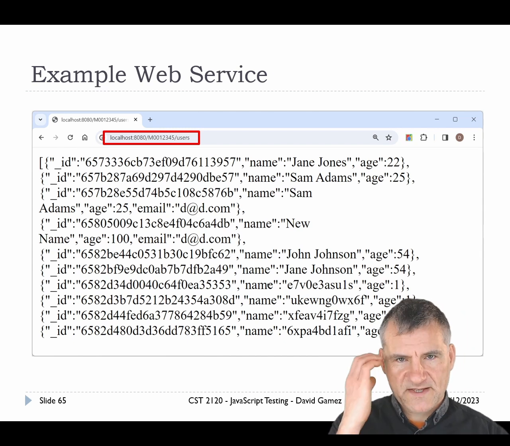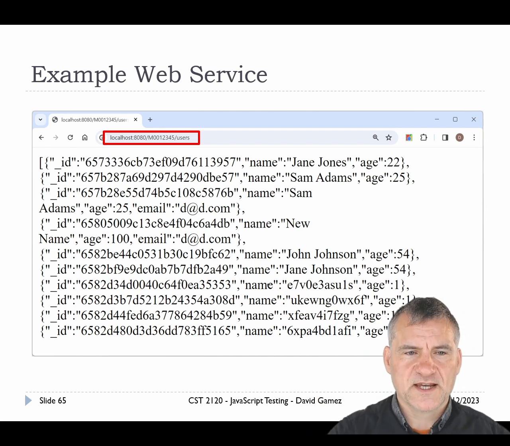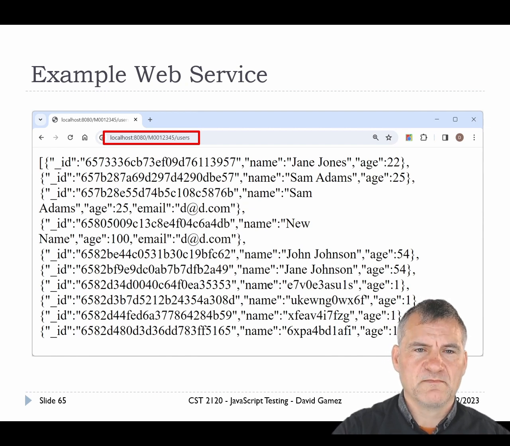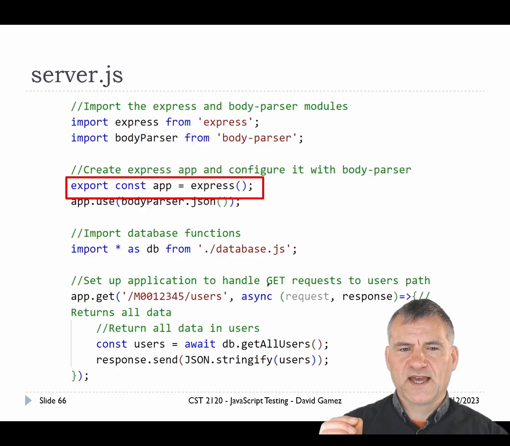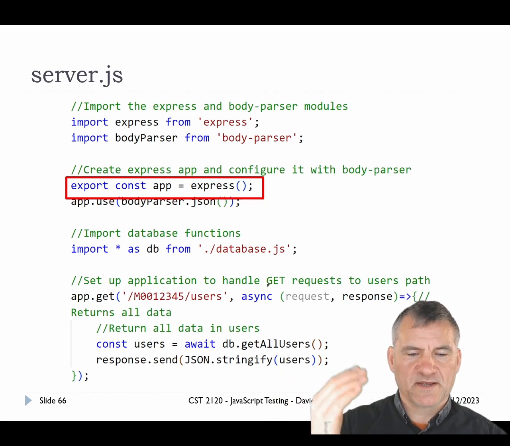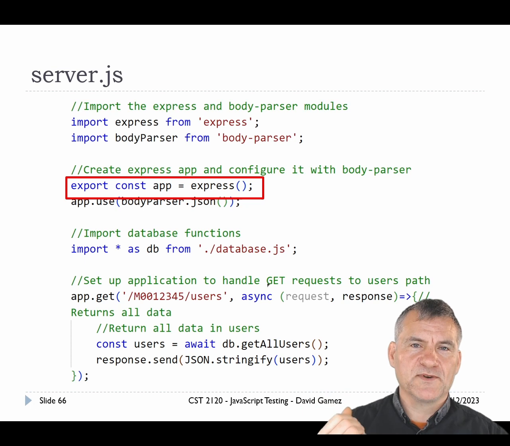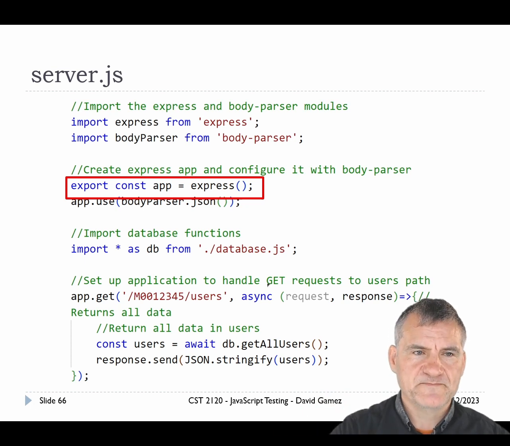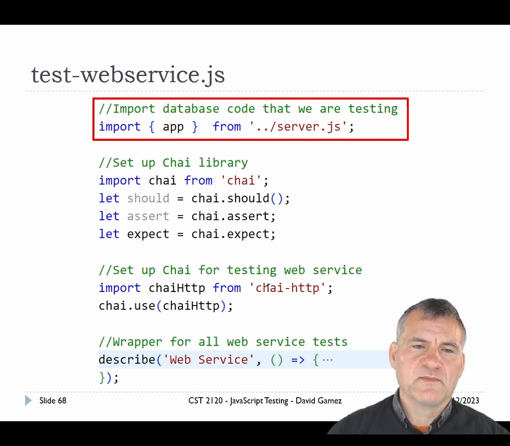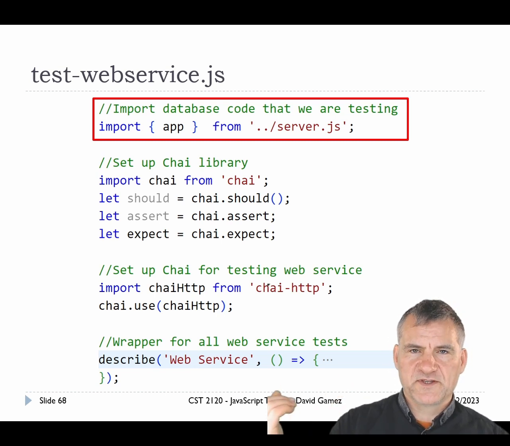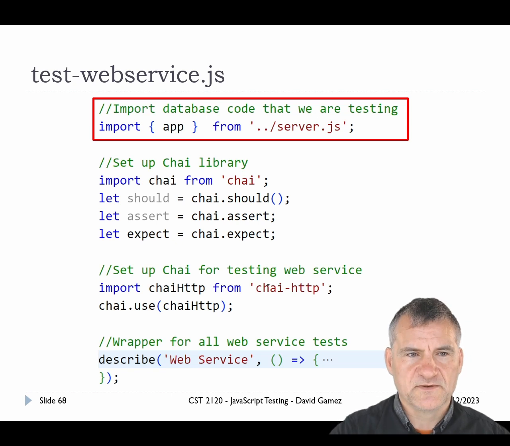So here's my web service, very similar to the one I demonstrated in earlier lectures. That's the path, and that's the kind of data that should be returned by the web service when we go to /users. In my server.js, instead of just doing constant app equals express, I want to export that app. I'm still using it in the same way, but I'm exporting it so I can import it into my test. Then I need to configure package.json again, and then we import the app from the server.js into my test, in this case called test web services.